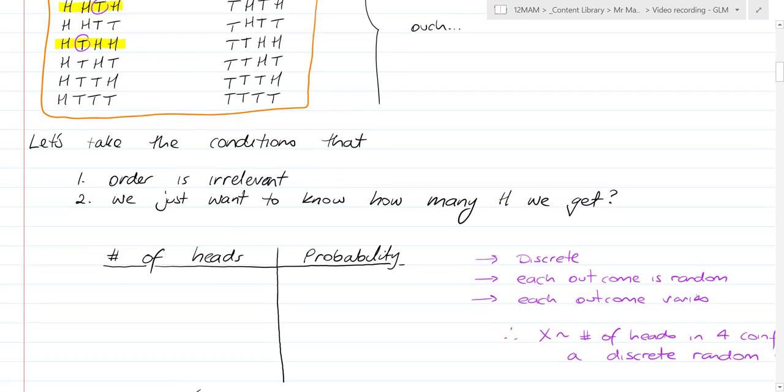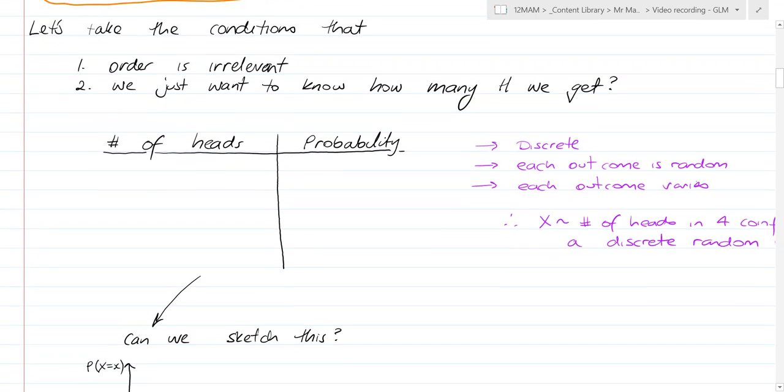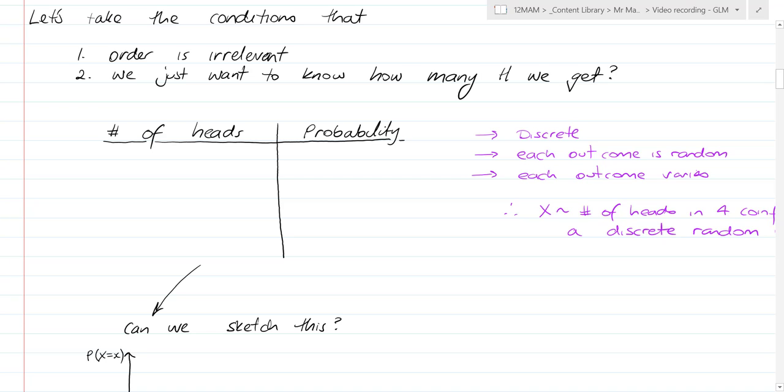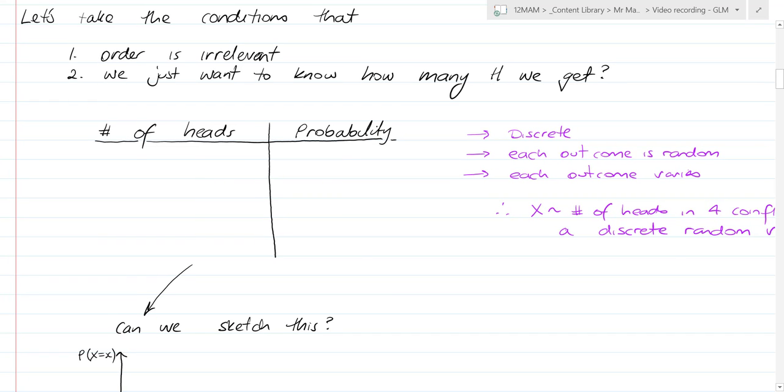And let's have a look. In this case, as I've just said, order is irrelevant. We just want to know how many heads in this case that we get. That's all we care about. So here's what are our possible number of heads for 4 coins flipped? The possible number of heads, we could get none, we could get 1, we could get 2, we could get 3, or we might get really lucky and get 4, but that's unlikely.